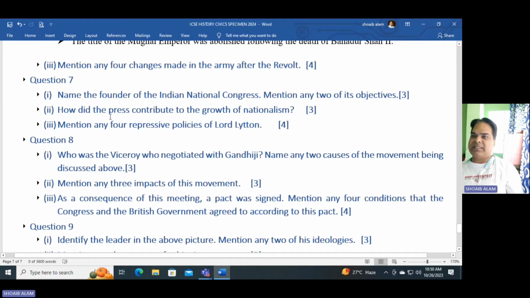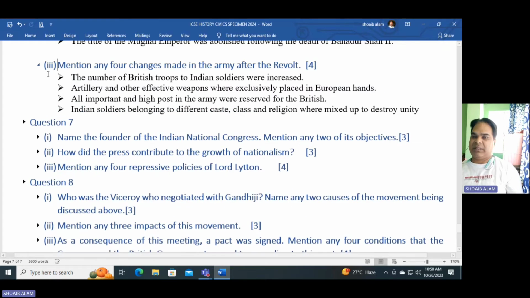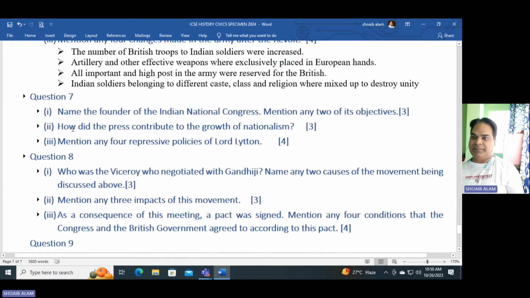Mention any four changes made in the army after the revolt. So four changes. Number of British troops to Indian soldiers were increased. Artillery and other effective weapons were exclusively placed under European hands. All important and high posts in the army were reserved for the British. Indian soldiers belonging to different caste, class, and religion were mixed up to destroy unity. Simple. Okay. Now, question number 7.